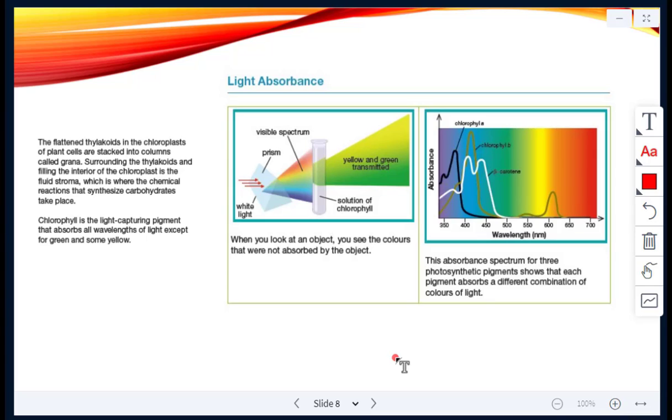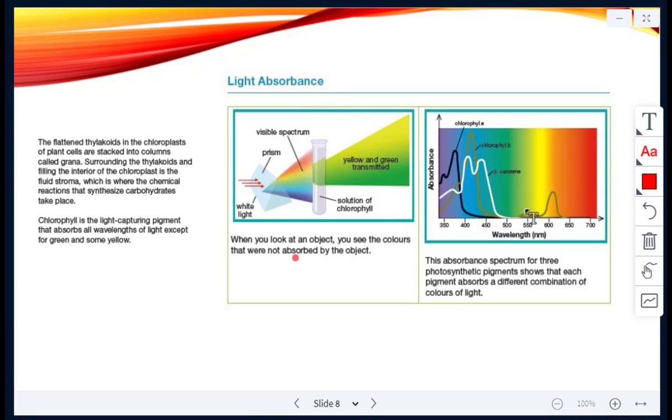Okay, so light absorbance, kind of like just what we talked about. The flattened thylakoids in the chloroplasts of plant cells are stacked into those columns called grana, and then surrounding the thylakoids and filling the interior of the chloroplast is that fluid substance called stroma, and that's where the chemical reactions that synthesize carbohydrates take place. Chlorophyll is the light capturing pigment that absorbs all wavelengths of light except for green and some yellow.